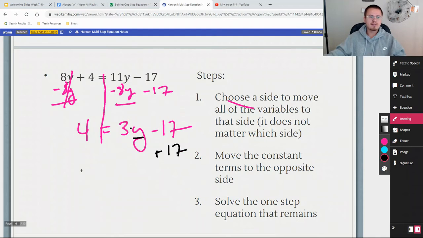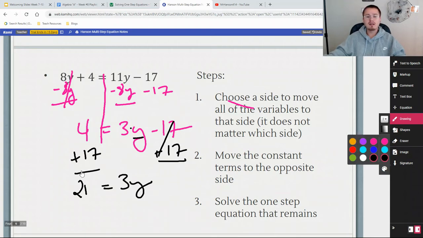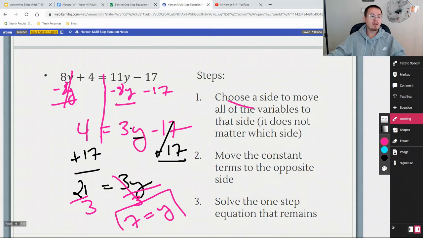We're going to add 17 on both sides. 17 plus 4, sadly, is not 38. We're going to get 3y. We added on both sides. And now to finish this problem, we're going to divide by what we're multiplying by. 3y means 3 times y. Divide by 3. And you're going to get 7 equals y, which is the same thing as saying y equals 7. It doesn't matter if it ends up on the left side or the right side.